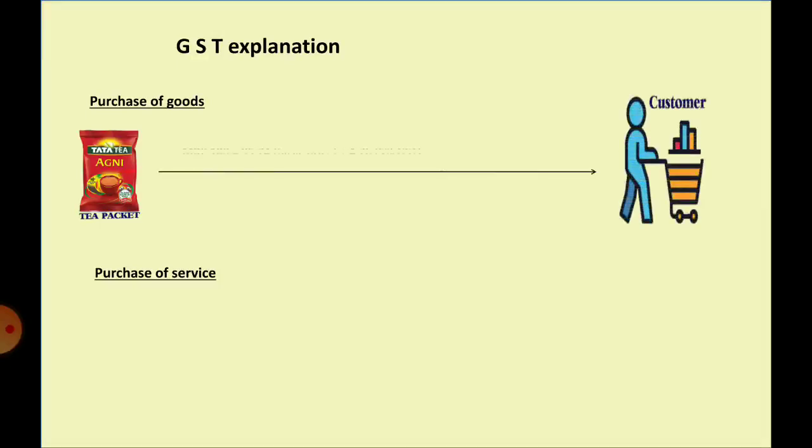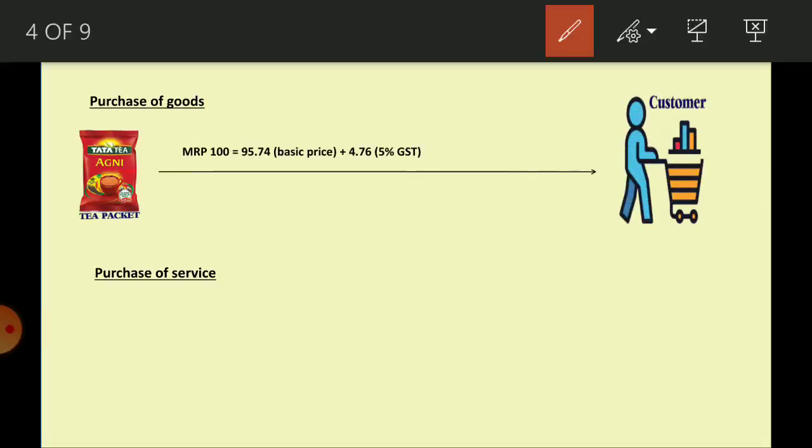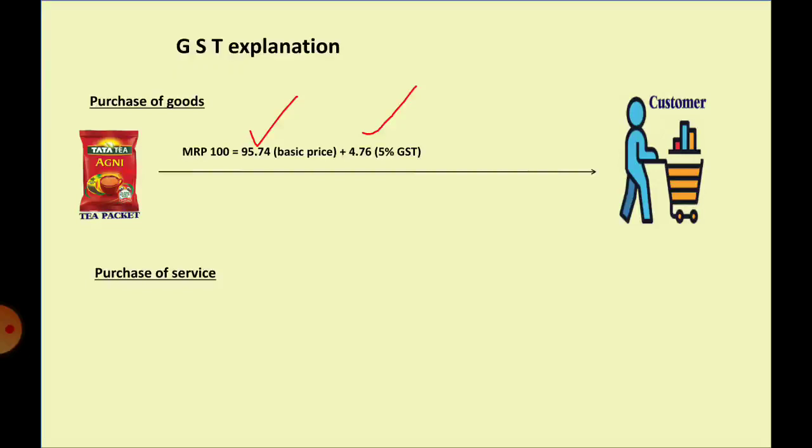Let's take one example to understand GST. Imagine you are purchasing a goods. You are buying a tea packet from a store, paying 100 rupees. Actual cost of the product will be 95.24 rupees and 4.76 rupees is a tax. Here, the seller collects the 5% tax from a buyer and deposits it to the government.